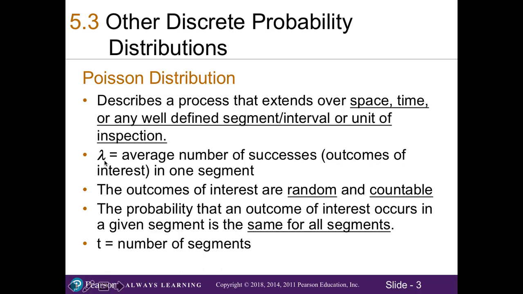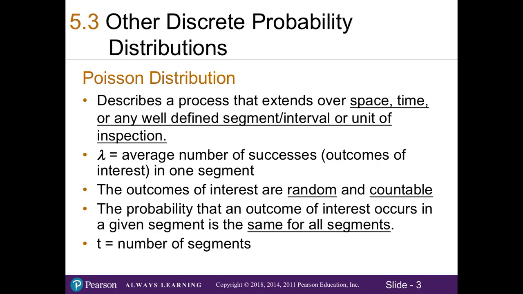So here we see the symbol lambda, and this is the average number of successes or outcomes of interest in one segment. So using my pothole example, perhaps the average number of potholes is 3 in a city street. Now, with Poisson, the outcomes of interest are random because we're working with discrete random variables, and they're countable because you can count how many potholes are on a city street.